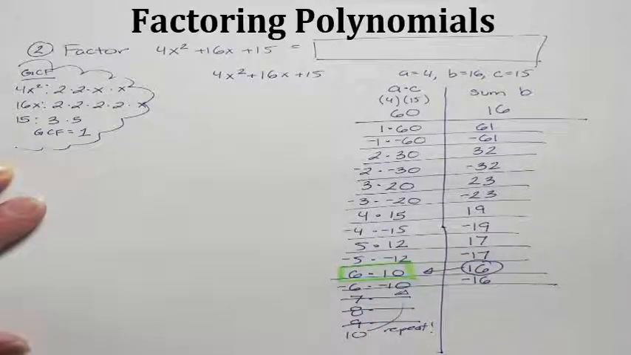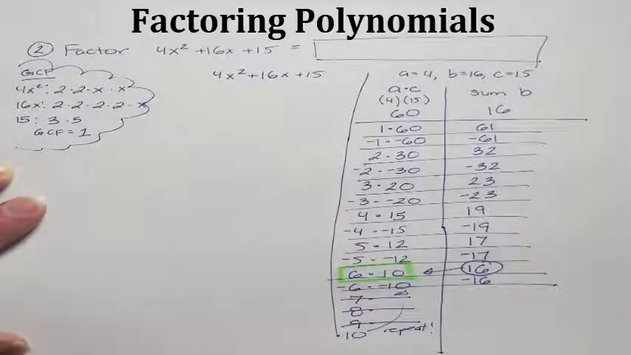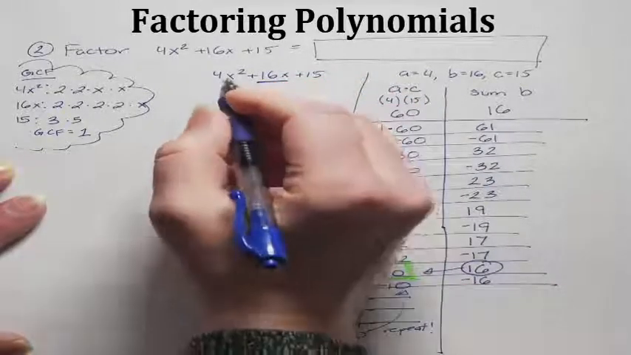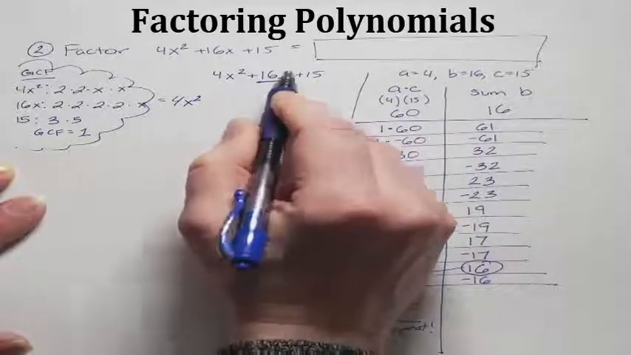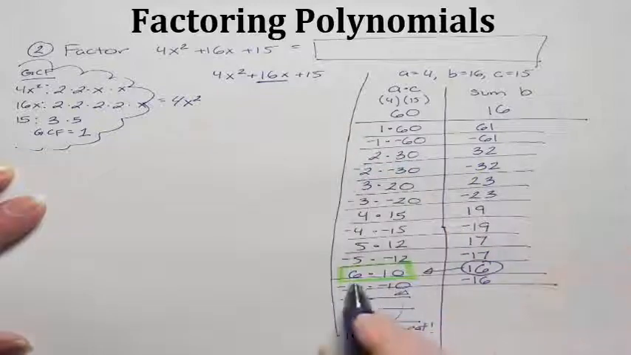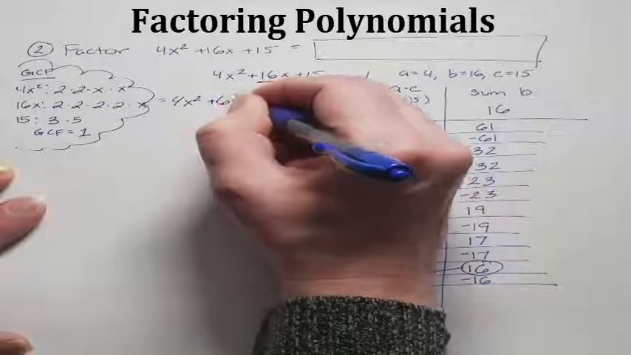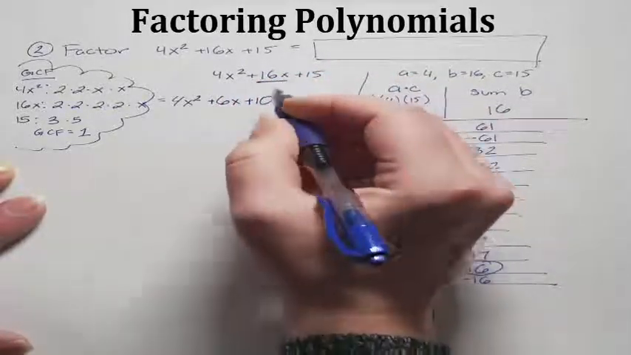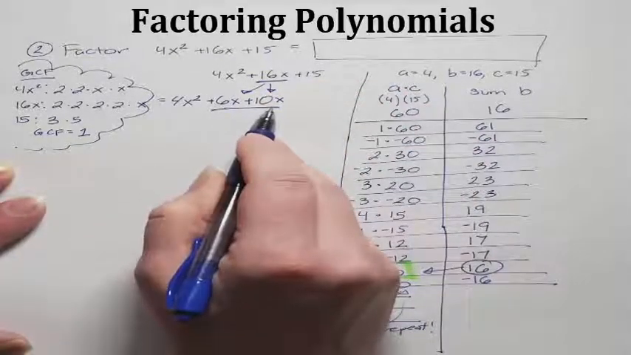Now the whole point of all of this over here on the right was so that I knew how to break up this middle part, my x term. So the whole point is to break up this x term. So I still have my 4x squared. I'm going to rewrite 16x. And what numbers am I going to use when I rewrite 16x? I'm going to use this positive 6 and this positive 10. So here's my positive 6x because they're x's, and my positive 10x because they're x's. So I rewrote 16x as 6x plus 10x.